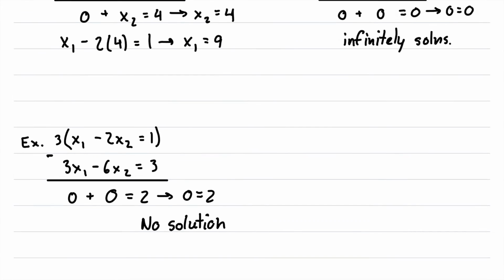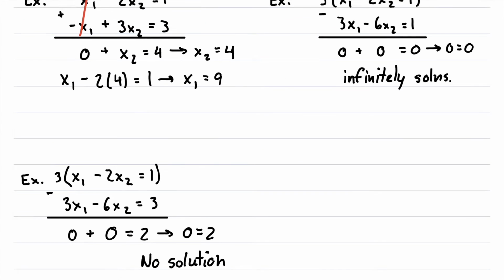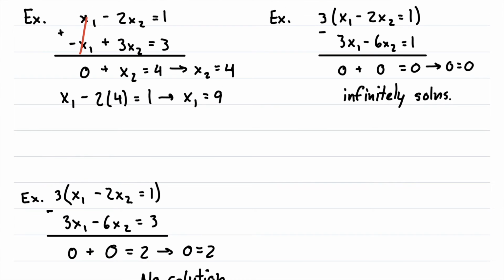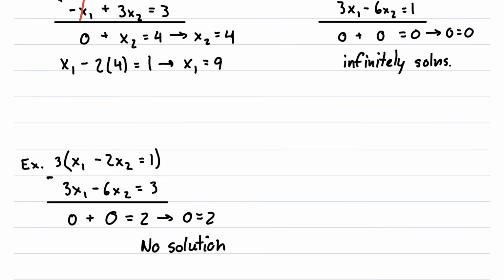And the purpose of these 3 systems was to show you that for systems of linear equations, there are 3 possible outcomes. Either there's a unique solution, as seen in the first system, infinitely many, as seen in the second system, or no solution, which we saw in the last system.